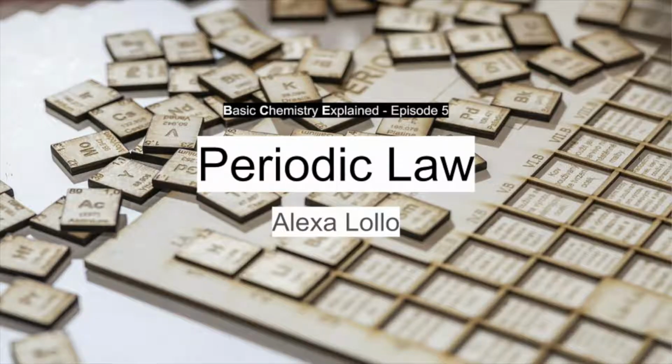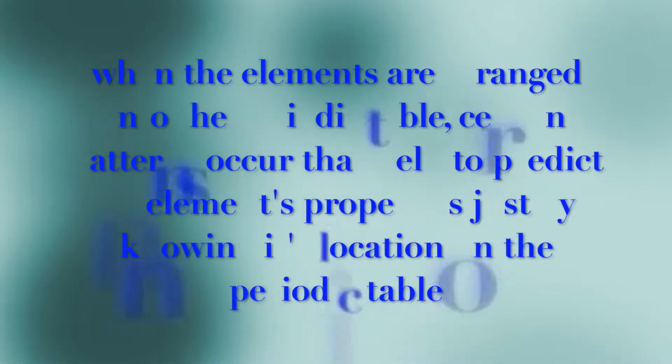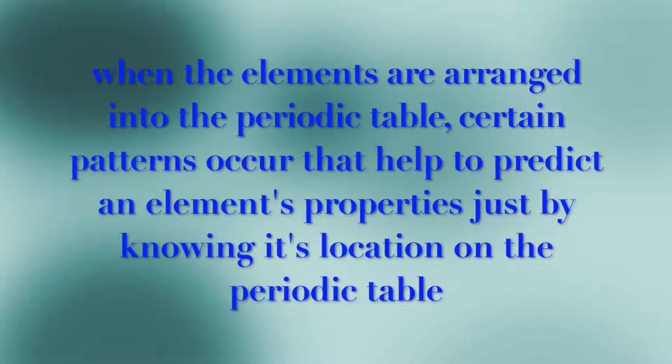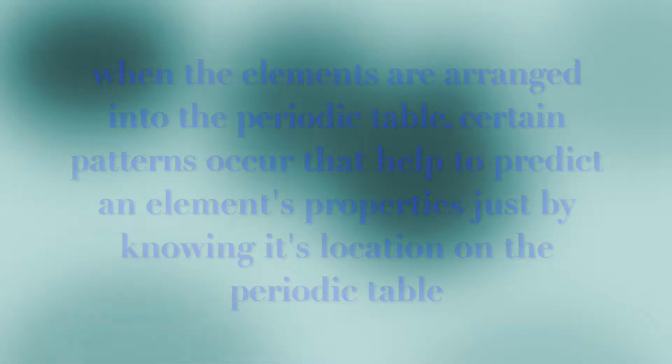Today we're going to talk about the periodic law. When the elements are arranged into the periodic table, certain patterns occur that help to predict an element's properties just by knowing its location on the periodic table. Let's start with the atomic radius.